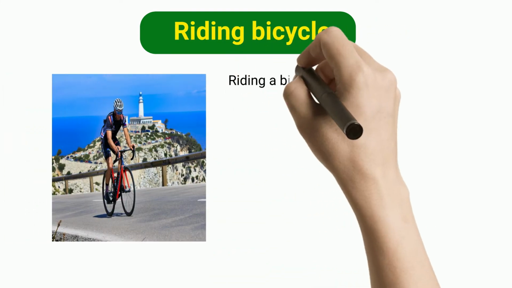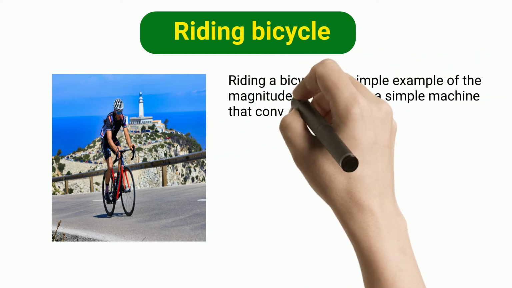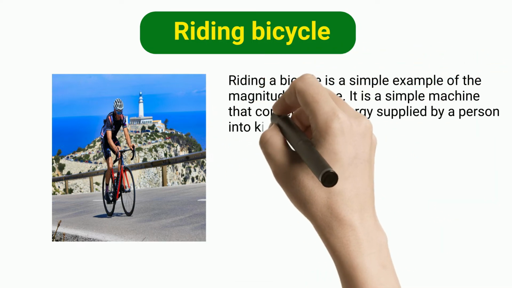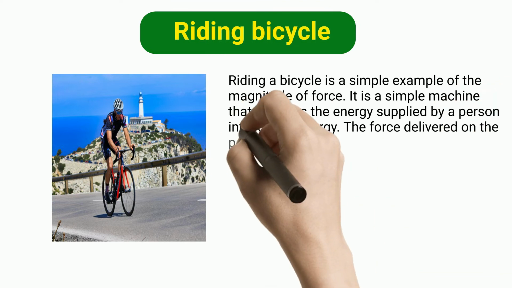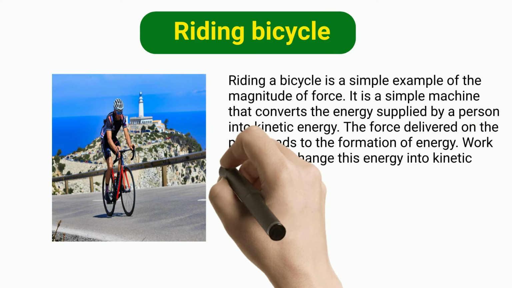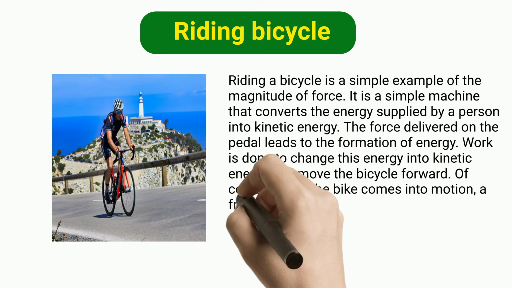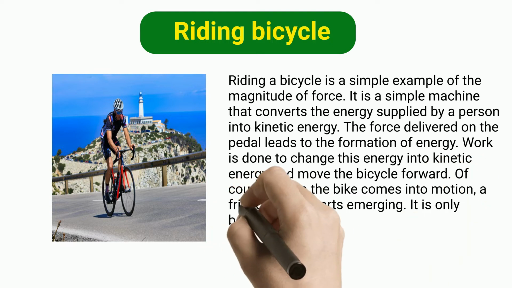Riding a bicycle. Riding a bicycle is a simple example of the magnitude of force. It is a simple machine that converts the energy supplied by a person into kinetic energy. The force delivered on the pedal leads to the formation of energy. Work is done to change this energy into kinetic energy and move the bicycle forward.